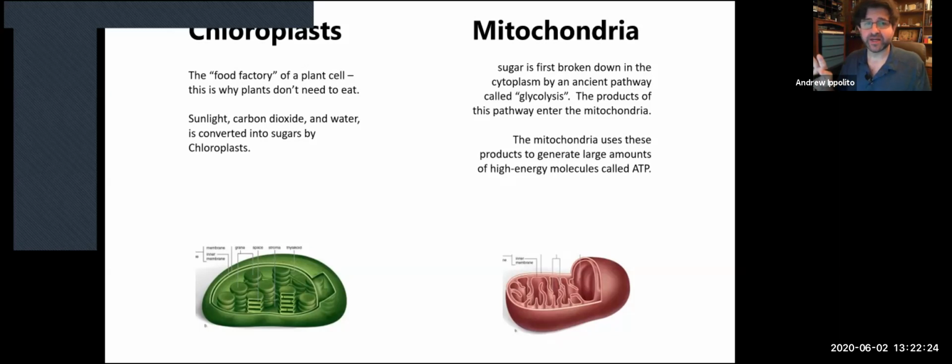Mitochondria, in the presence of oxygen, will bring in high energy molecules and extract their energy to make ATP. And I'll teach you all about that on Thursday.